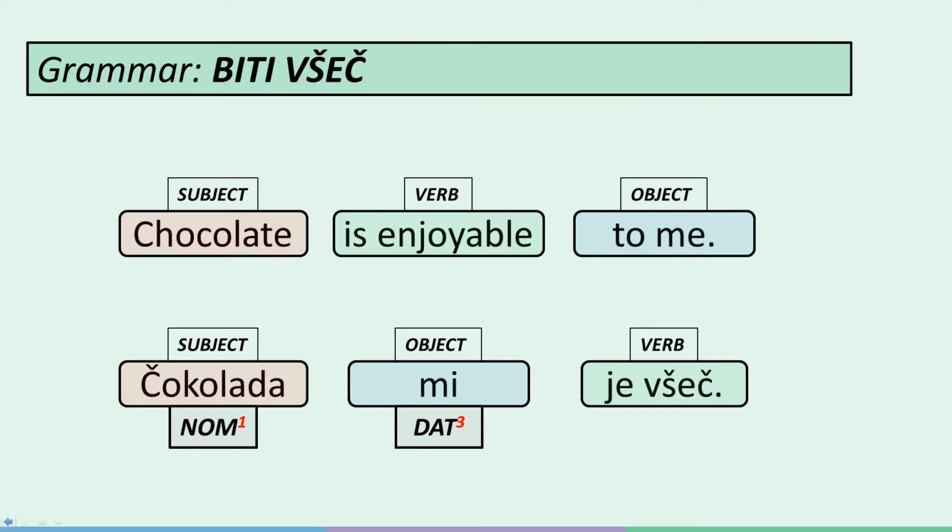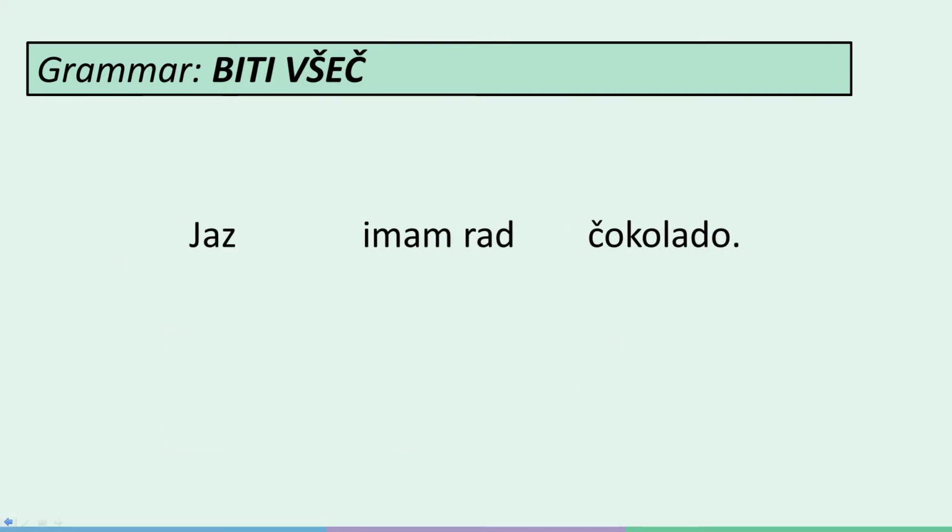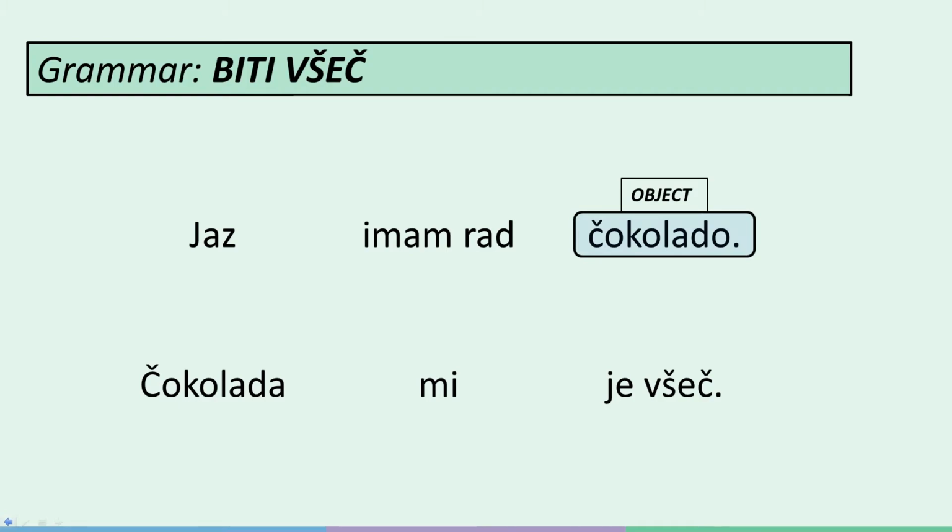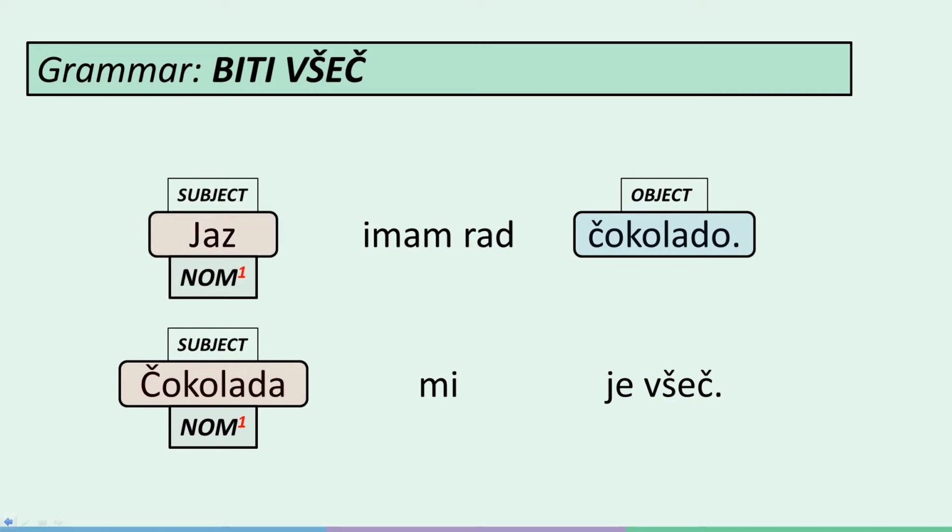So essentially, two big changes took place when going from imeti rad to biti všeč. Let's put the two Slovene sentences together to see what exactly those two changes are. Jaz imam rad čokolado. Čokolada mi je všeč. The first thing is that the subject and object have changed. Jaz and čokolada have exchanged the roles they play in the sentence. Čokolada, or čokolado, is the object in the first sentence, but the subject in the second. Jaz is the subject in the first sentence, but the object in the second. That's the first important difference.